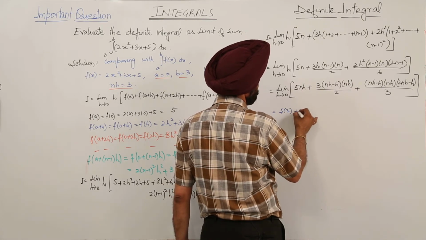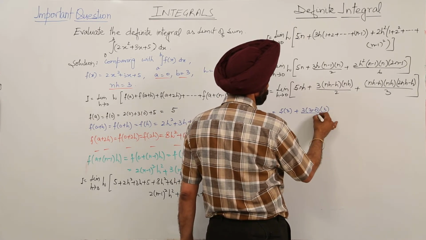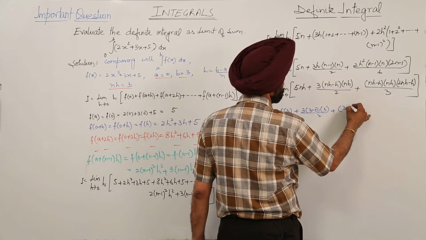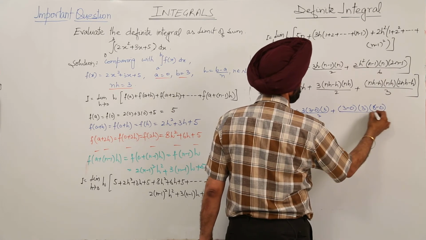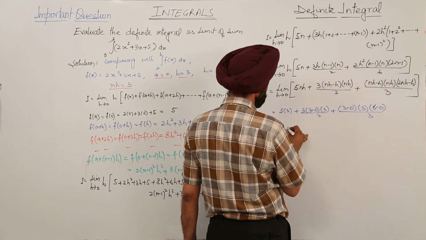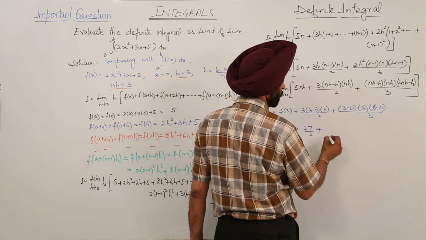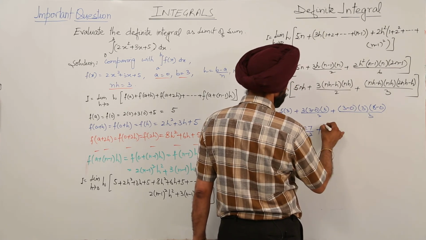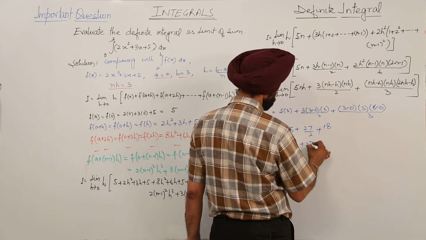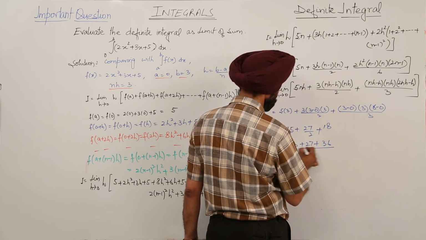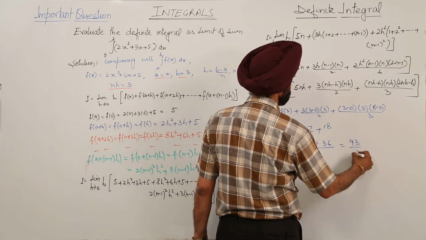Five with 3 plus 3, (3 minus 0), 3 upon 2 plus 2 (3 minus 0), 3, (6 minus 0) upon 6... 15 plus 27 by 2 plus 18. Answer.